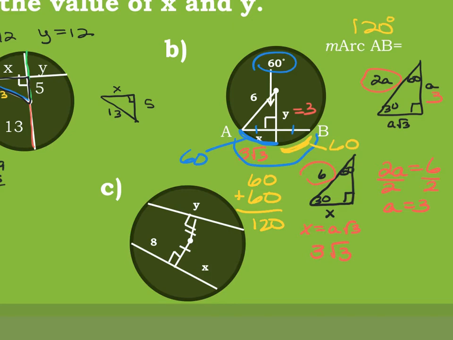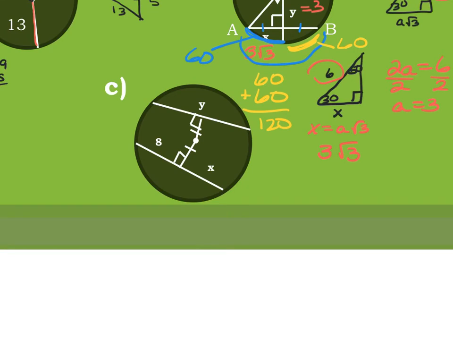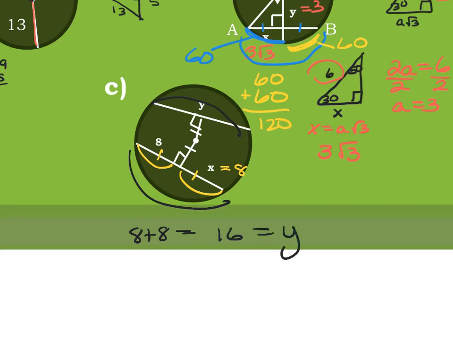All right, so for C, this was the last theorem where if the two chords are equidistant from the center, then this tells me that the two chords are congruent. Now, notice this has also been bisected. So if this side is 8, so is this side. And then because they're equidistant, I know that this chord here is congruent to this chord here. So I would do 8 plus 8 to get the length of y, which is 16.